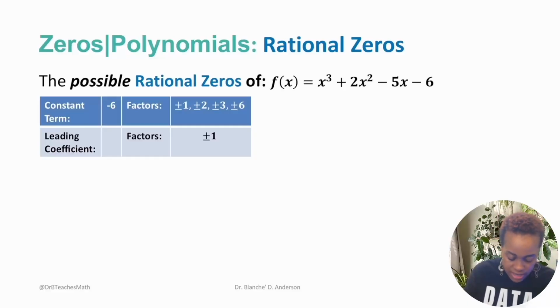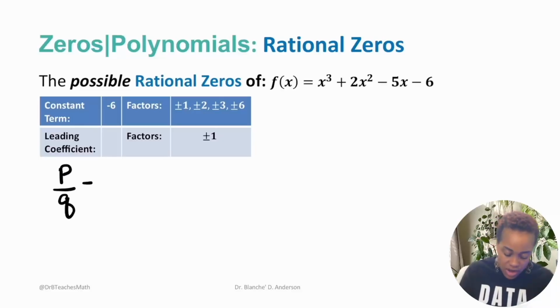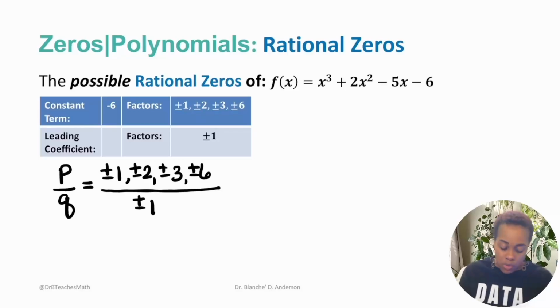If I were to write it out exactly how it looked, you had your P over Q, which is the factors of the constant, plus or minus 1, plus or minus 2, plus or minus 3, and plus or minus 6, and that's all going to be divided by plus or minus 1. Well, we know if you take 1 divided by that, that's going to be 1. 2 divided by that is going to be 2. 3 divided by that is going to be 3. And 6 divided by 1 is going to be 6.